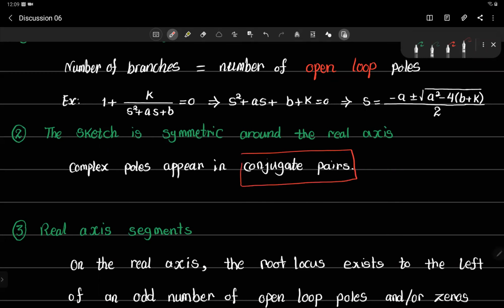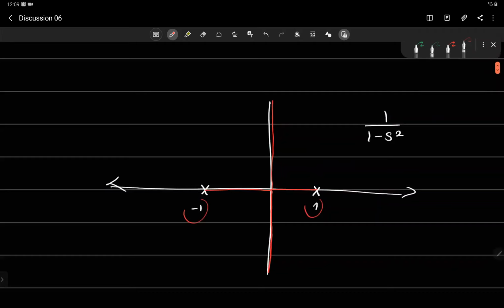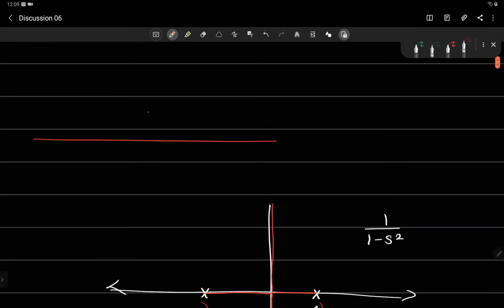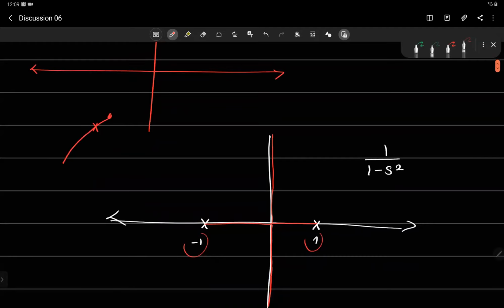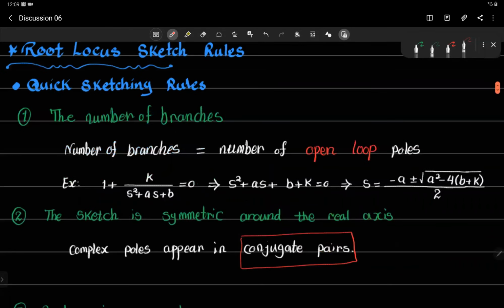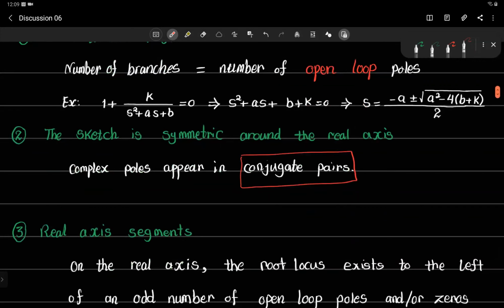Because they are complex pairs, whenever you have something like a pole here, you will have a corresponding pole there. And so if this one moves something like this, this one will move as a mirrored version of it with respect to the real axis. So that whenever you have a complex pole, you will have its corresponding conjugate also as a pole in your transfer function. And so this is the second rule, that the sketch is symmetric around the real axis.